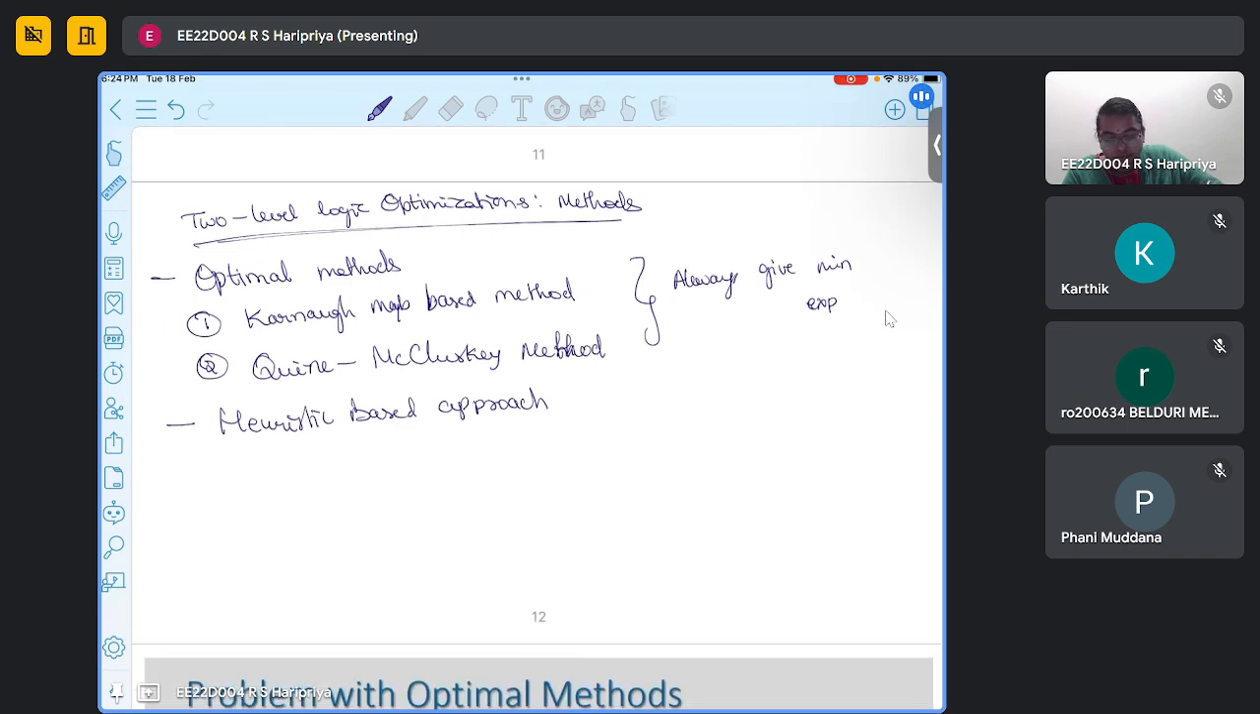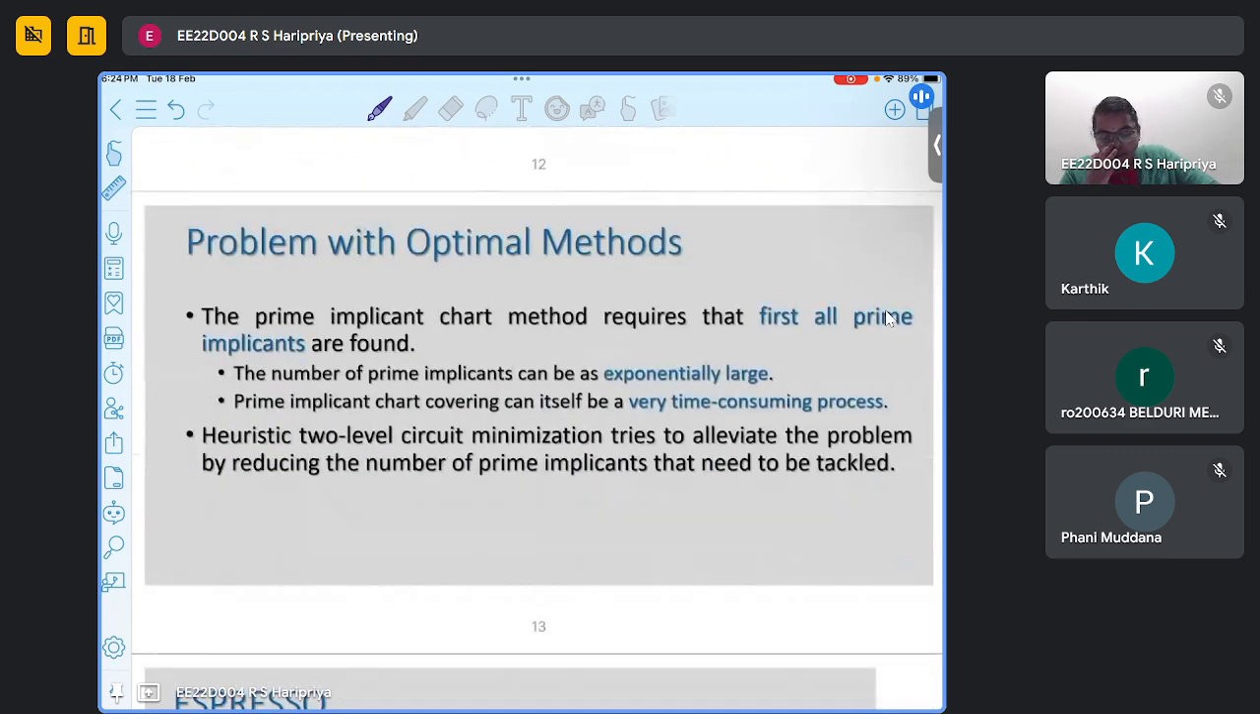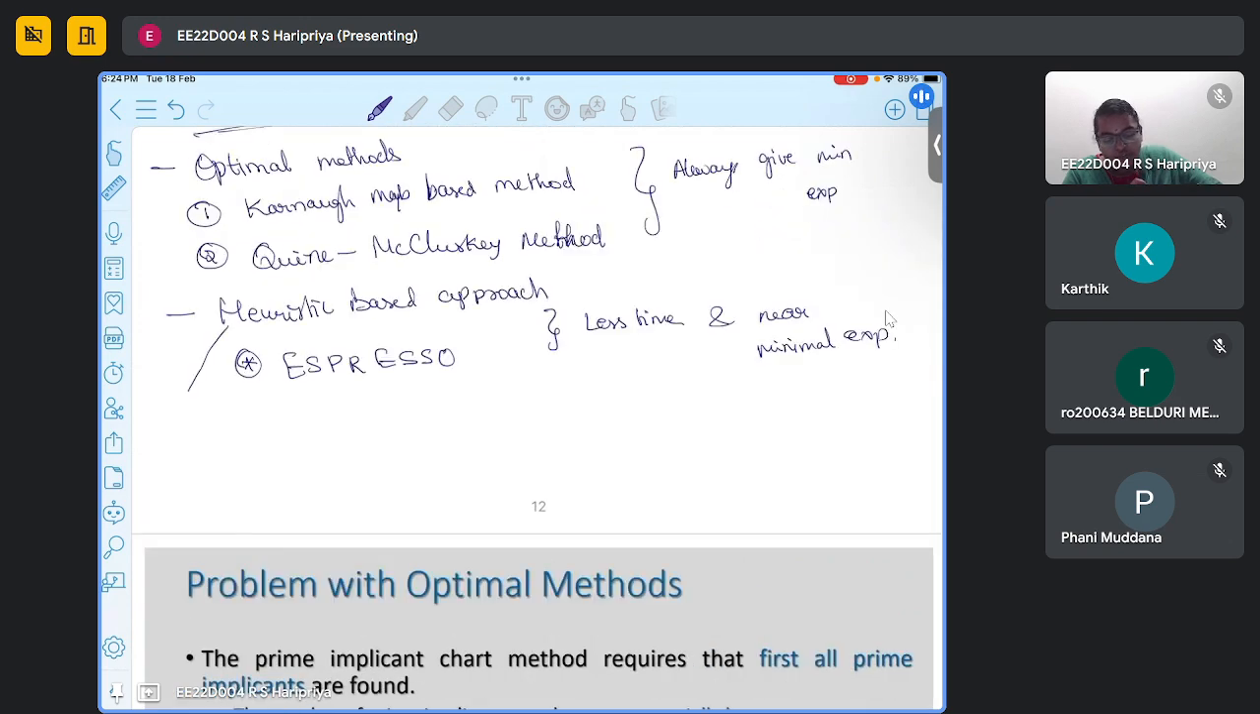The second method, which is the heuristic based method, which we will see next, is Espresso. This takes less time and gives a near minimal expression. So what are the problems with the optimal methods that make us go for a heuristic method? Also, for the heuristic method, if you increase the amount of time for generating the solution, it will give a better solution.